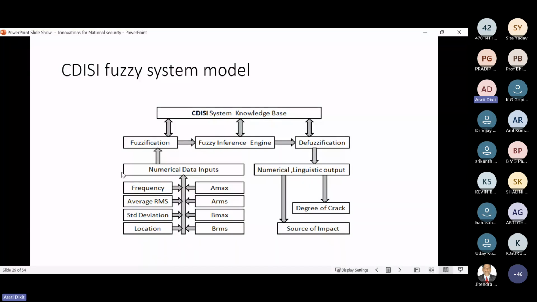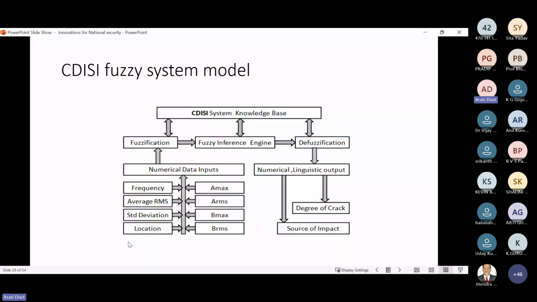Here I'm using CDC for expressing the crack detection and impact source identification. The CDC system knowledge base basically is working on three aspects here: fuzzification, fuzzy inference engine, and defuzzification. And remember, we are trying to fit all these things on the FPGA and the VLSI chip, where these chips will be sitting on our tanks. So these are the different numerical data inputs that we take into account.